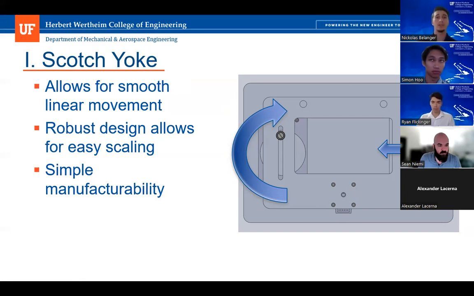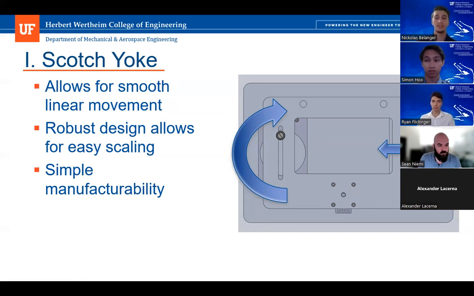The flywheel also has a track roller bearing, which is on the outer rim of the flywheel itself, and that fits into a slot on the shaker table. And as the flywheel spins, the track roller will push the actual shaker table in the linear motion.